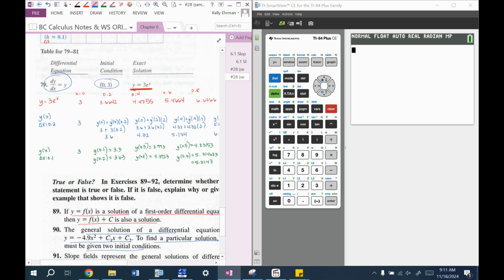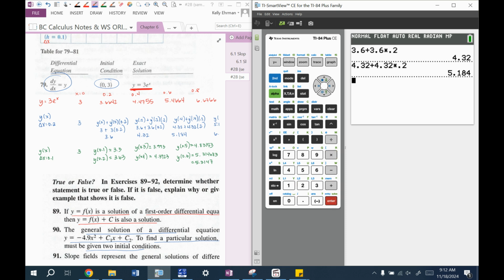And then I just kept doing that. So let's say now I want to find y of 0.4. So that's y of 0.2, which is 3.6, plus the slope at 0.2, which is still just the y coordinate, 3.6, times the step size, 0.2. And then I just kept doing the same thing. So the next one is going to be that answer plus that answer times 0.2. If your calculator lets you go up and grab the line before, this turns out to be pretty nice. If it doesn't, then yeah, you have a little bit of typing to do. And so I just kept doing that. The next one is going to be that answer plus that answer times 0.2.